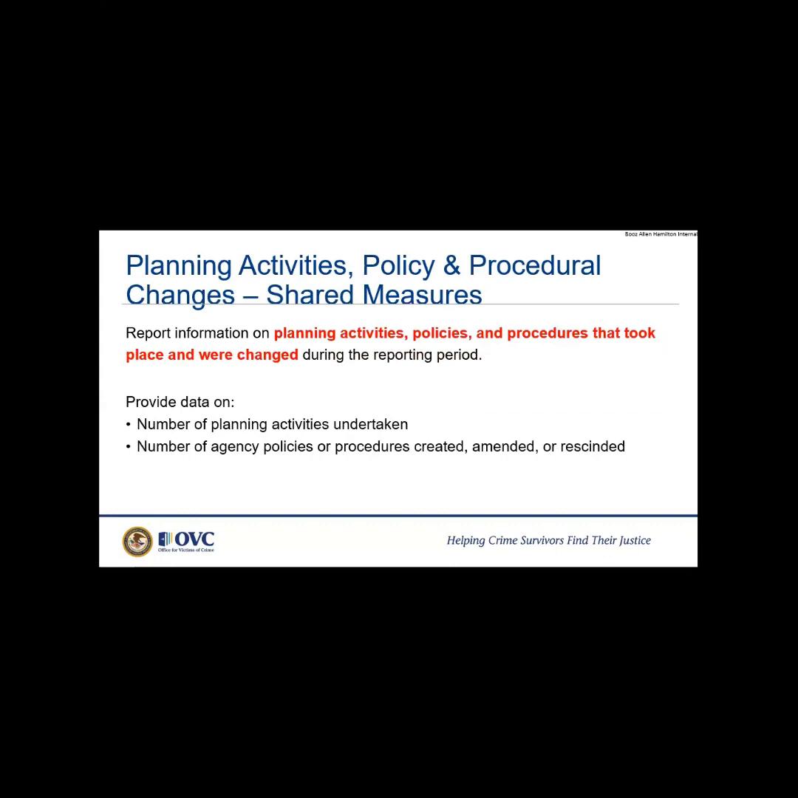Okay, so then we have the planning activities, policy, and procedural changes, and that's also a shared measure. For this specific one, we are asking for data around planning activities that were undertaken and agency policies or procedures that were either created, amended, or removed as a result of the grant funding, speaking specifically to those completed, created, or amended with grant funding. Planning activities could be planning meetings, coordination meetings, weekly, monthly, or bi-monthly meetings that are being held, or working on trackers to make sure that the work is being completed, and things like that. Next.